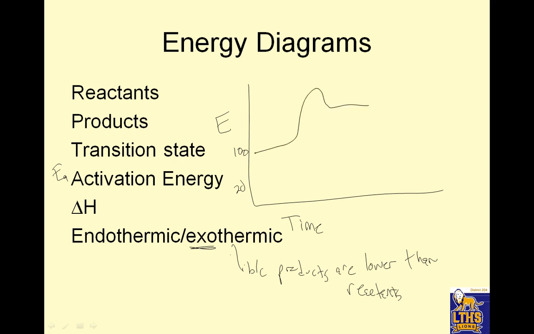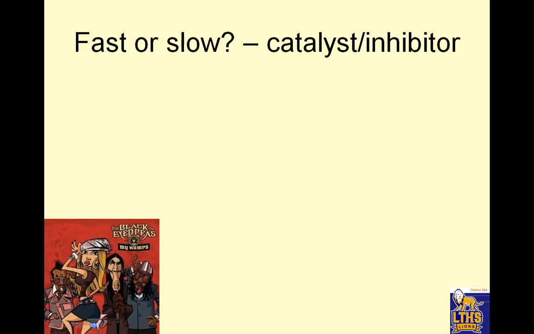Endothermic. Same deal. Start with reactants, end with products. This arrow is my activation energy. This peak of the hill is my transition state. And delta H again is the energy from reactants to products. So reactants, products, transition state, activation energy, delta H, and this one is endothermic because heat goes into the reactants to get to the products. Fast or slow?